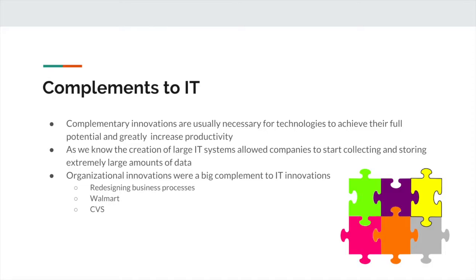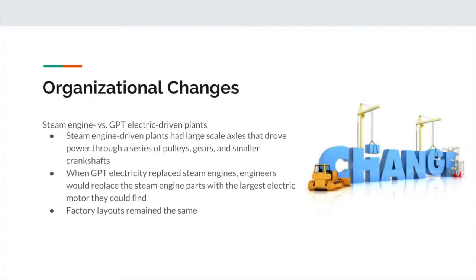As far as organizational changes go, the transition from steam engine-driven plants to electricity-driven plants was one of the most impactful changes that really got the ball rolling. To really break it down, steam engine plants had large-scale axles that powered a series of pulleys, gears, and smaller crankshafts. So when it came time to transition to electricity, engineers simply replaced the steam parts with electric parts, leaving the factory layout practically the same. So it wasn't until about 30 years later that the factory layout changed to facilitate the natural workflow of materials, and this nearly tripled productivity.